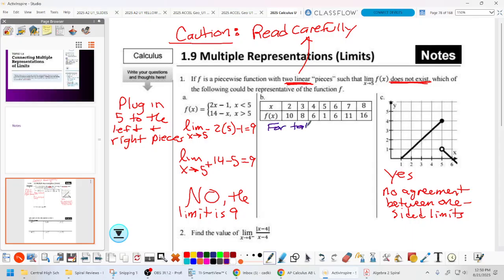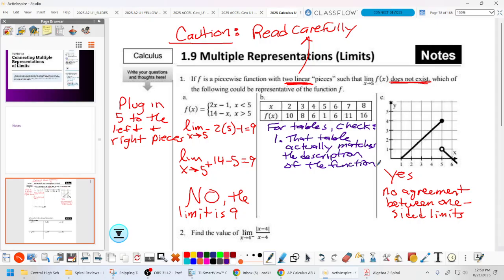So let's take a little note first. For tables, check. We're going to make a list. Check 1, that the table actually matches the description of the function. Here's what I mean. If this says linear and I look in the table and it's not linear, then it doesn't work, right? Or maybe that would work depending on how the problem is worded. But you've got to start there.